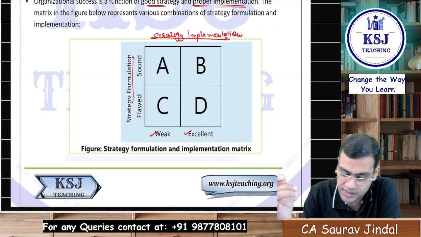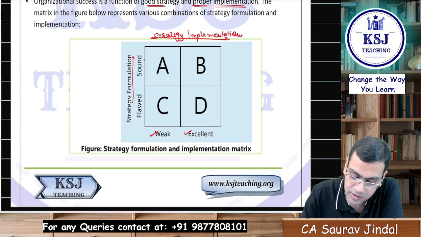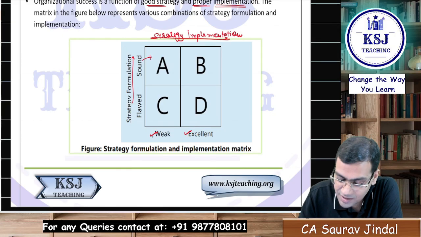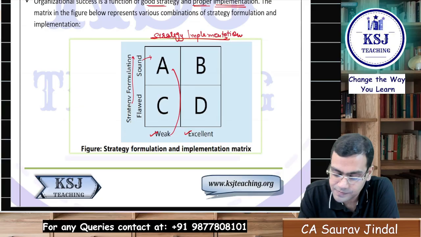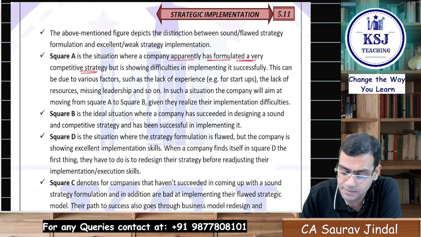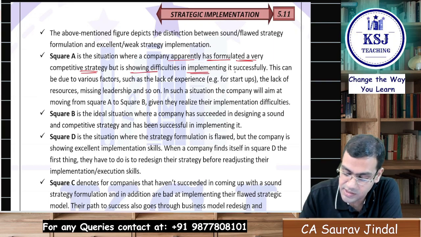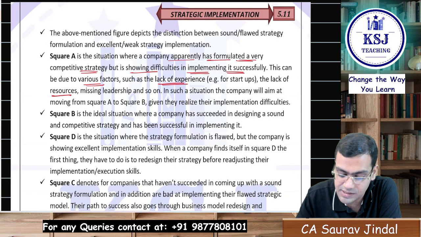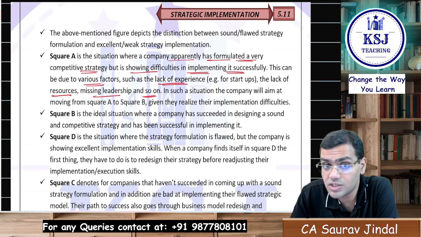What does A represent? A represents that your strategy formulation is very sound, but your strategy implementation is quite weak. Will you get success? No, sir. That is what part A says. It is a situation where a company has formulated a very competitive strategy, but in the implementation part, they are facing difficulties in implementing it successfully. This can be due to various factors such as lack of experience, lack of resources, missing leadership, and so on. That is why you are not able to implement such a good strategy that you have prepared.